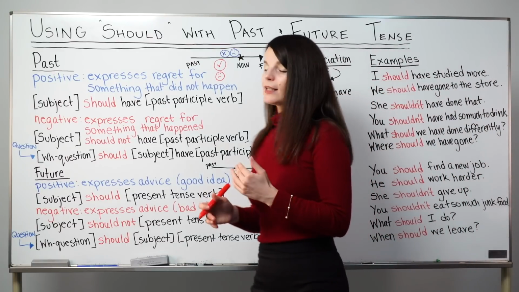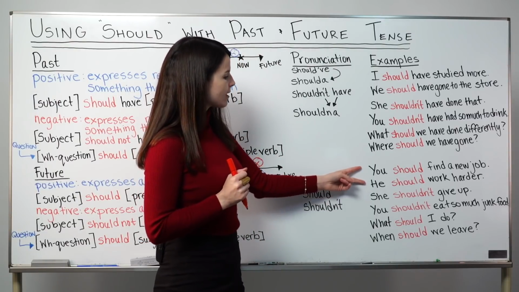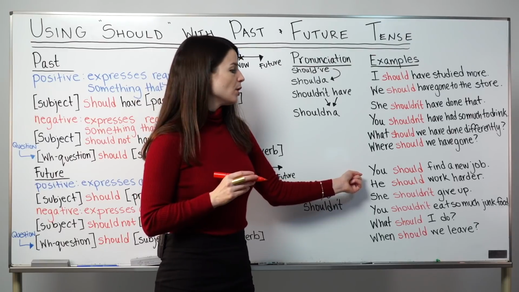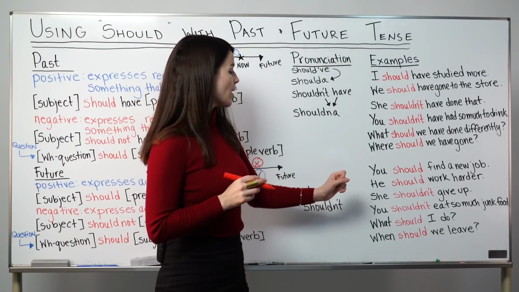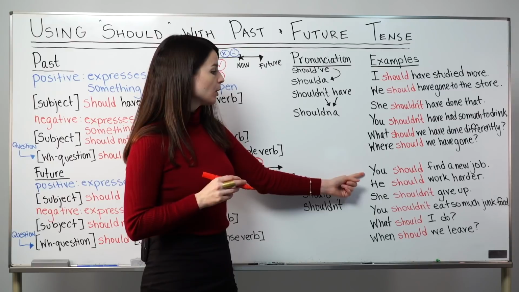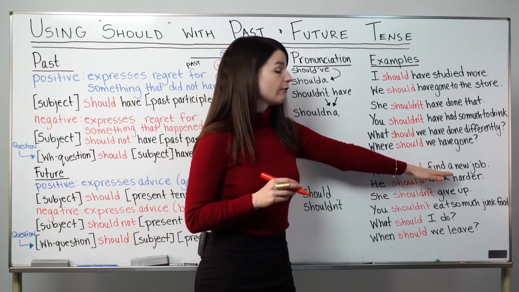Okay, so let's look at some examples that use this. Let's start with some positive expressions. First, you should find a new job, and he should work harder. So you'll notice here again we have should plus our present tense verb form.